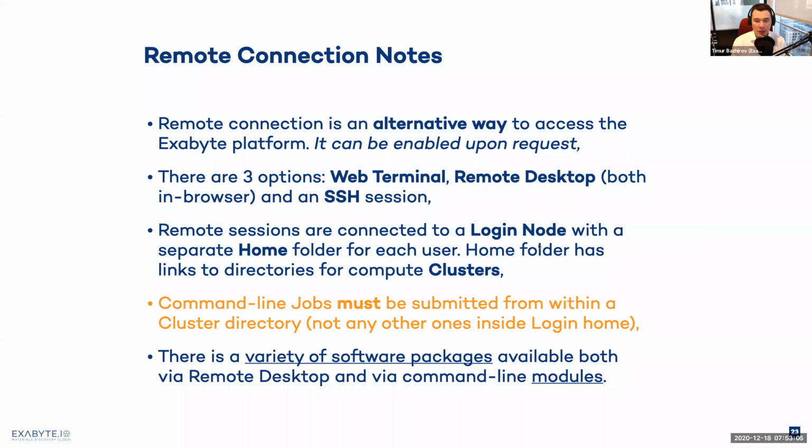And with this connection, we're connecting to the login node, and then through that to multiple computational clusters. To be able to run command line jobs, we have to be inside one of these clusters. We have to navigate into the file system of one of these clusters to tell the scheduling system which cluster we want to use. Otherwise, it won't be able to understand that. And there's a variety of software packages that are available through remote desktop or through the command line module.